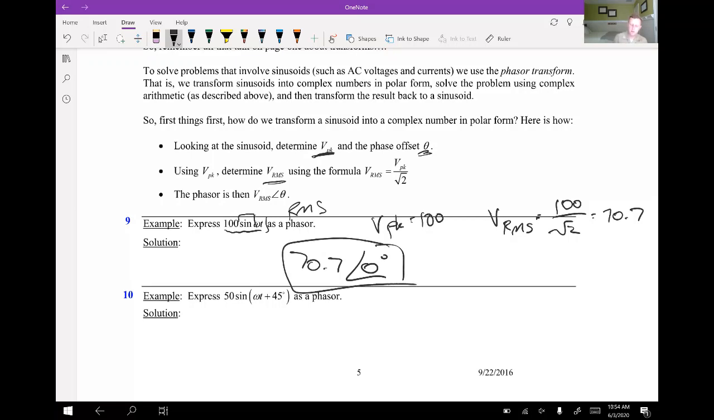This one does have an angle, and it's positive 45, and there's its V peak. V peak, I'll divide it by root 2, and that gives me 35.35. So if I'm writing this as a phasor, I would write an RMS phasor, 35.35 angle positive 45 degrees.